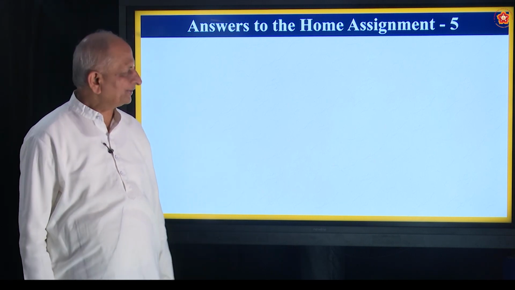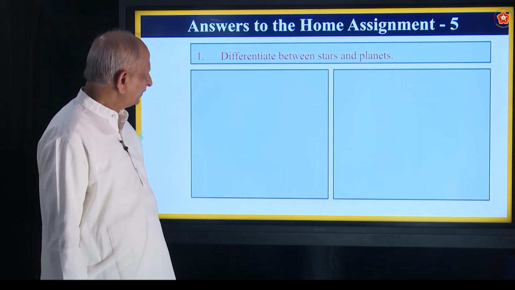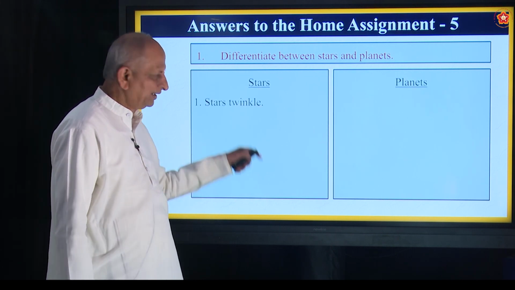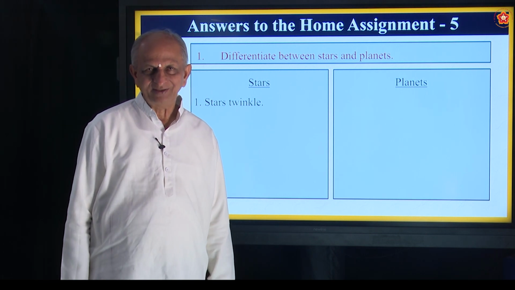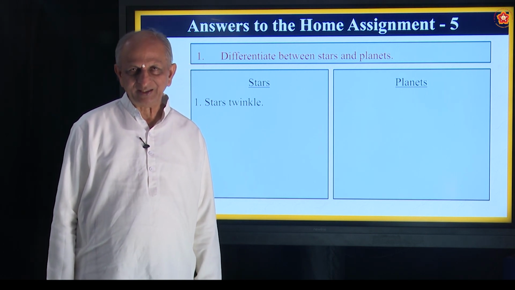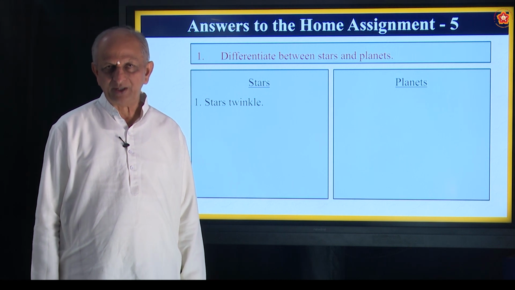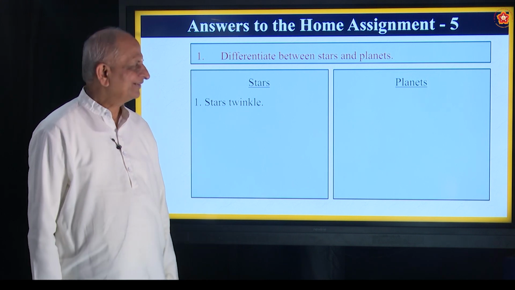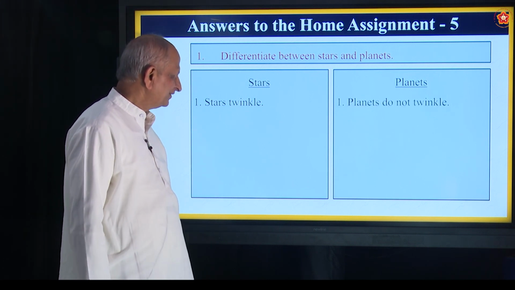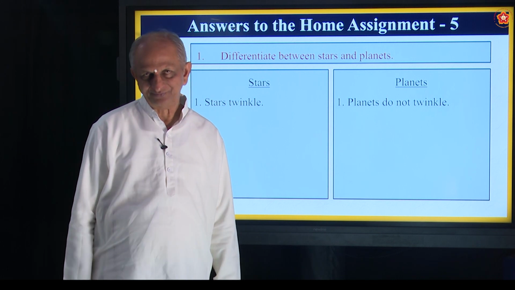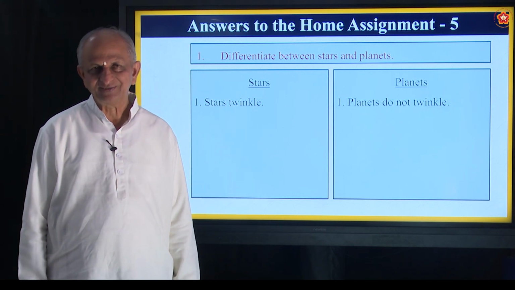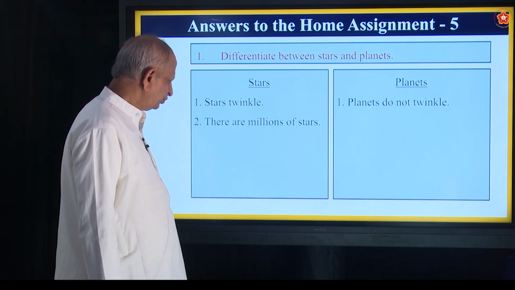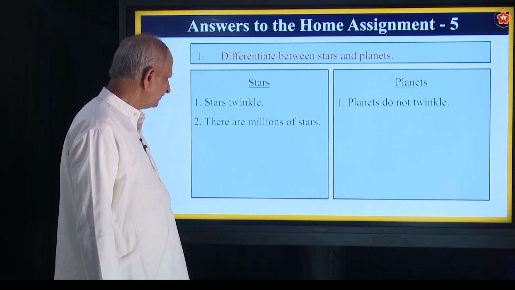Now let us see the home assignment. Difference between stars and planet, which we just now discussed. Stars twinkle. That's how the song came. Twinkle, twinkle, little star, how I wonder what you are. Isn't it? So that's how the song comes. Planets do not twinkle. Have you observed in the sky all this? Yeah, some of you have seen it. If you have not seen it, at least see from today onwards.